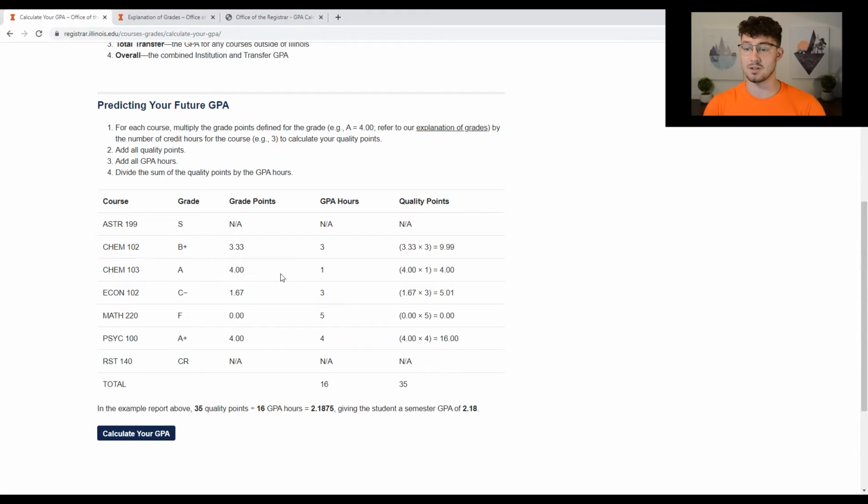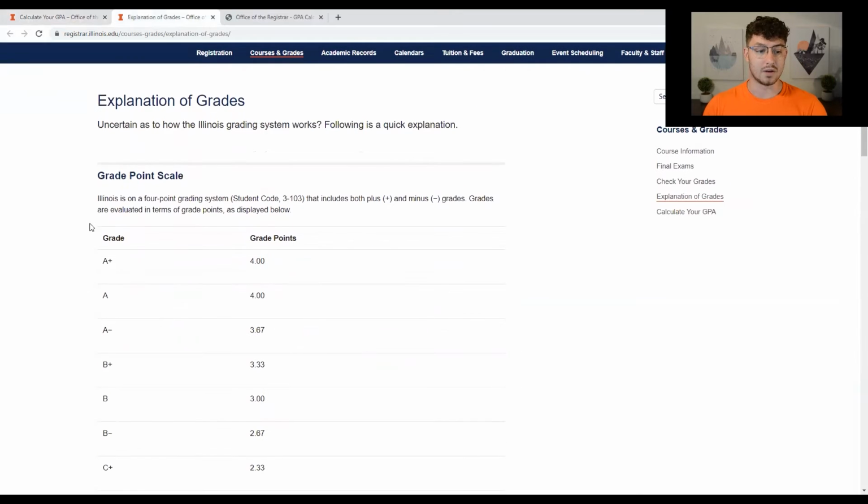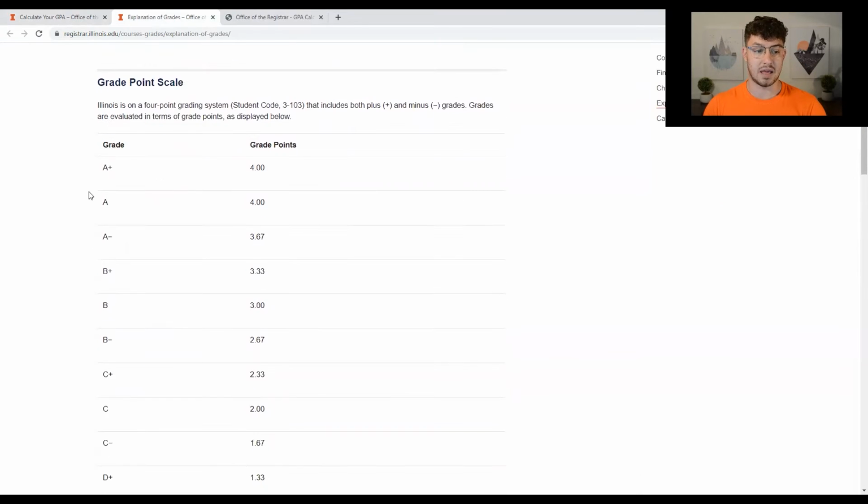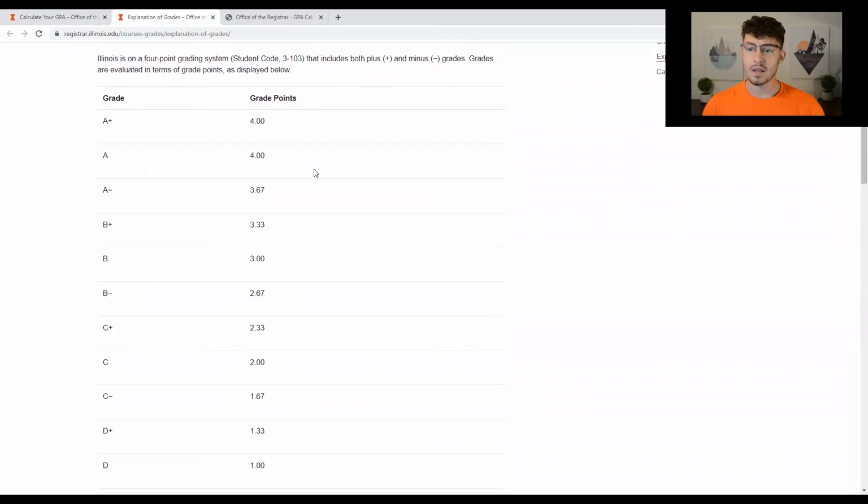But in this instance, we do use the plus minus system, which does affect the letter grades themselves. To see exactly what the scale looks like, while you're doing your calculations, you can get the grade points. You can click on explanation of grades, which I pulled up here, and the grade point scale comes up on this page. So you can see, as I was alluding to, an A is a flat 4.0, but an A- is actually a 3.67.